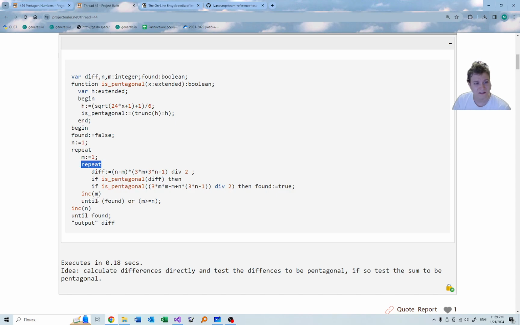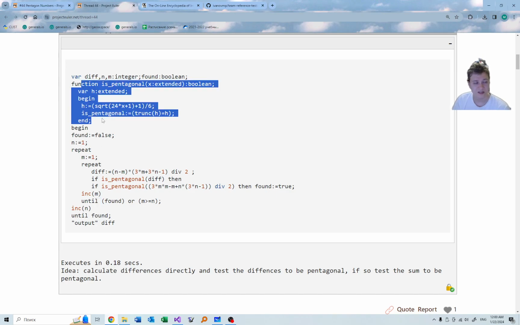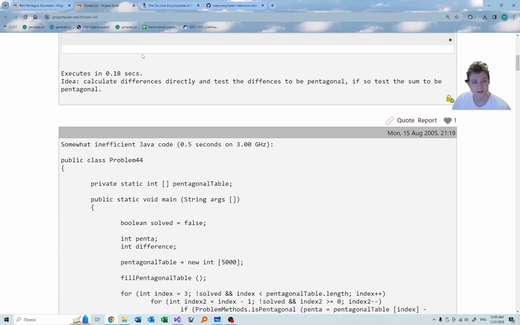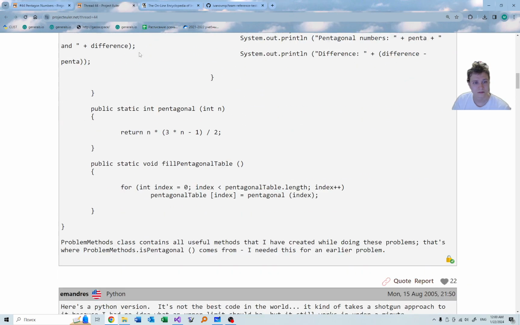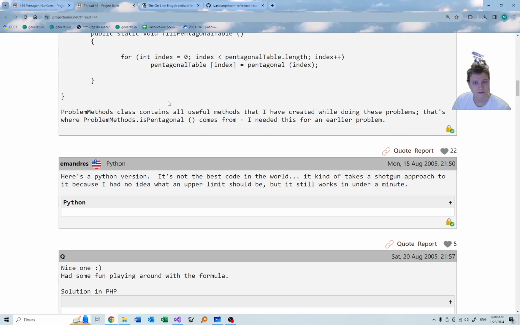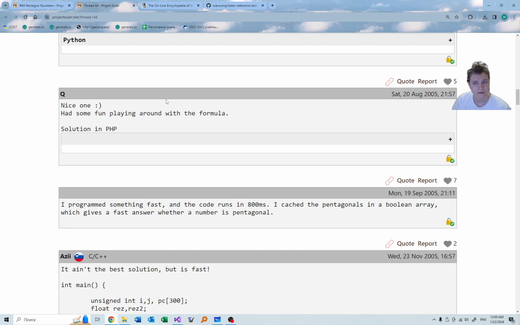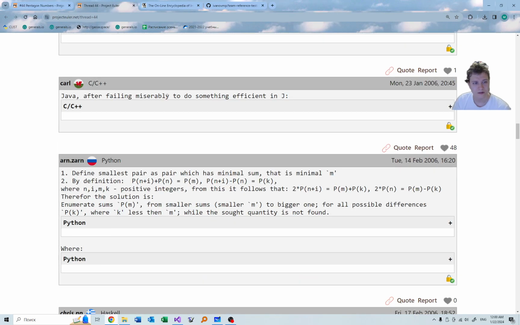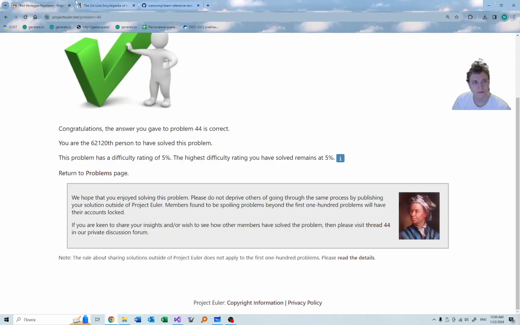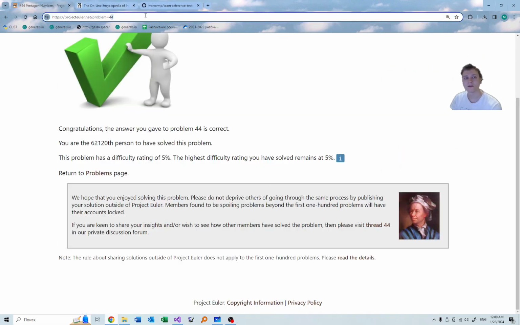Repeat until. Okay, this is a way. This is definitely a way to check for pentagonality. It seems that there is not much that you can learn from this problem. So let's go on.